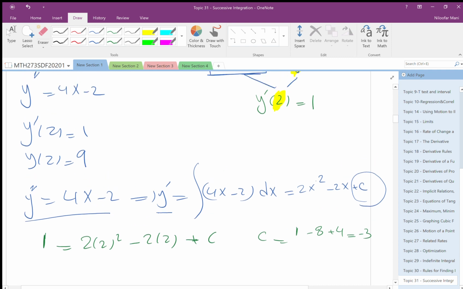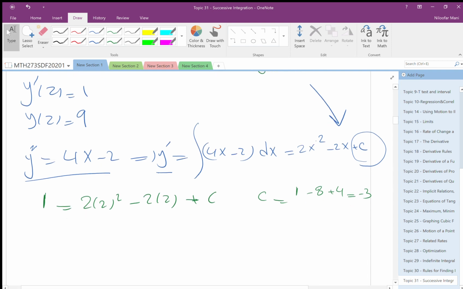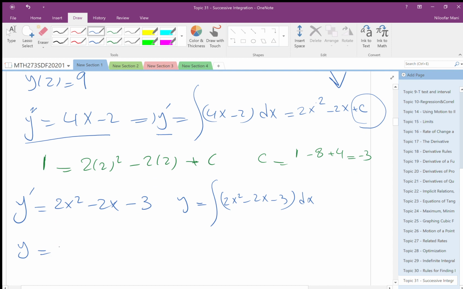How do you find c? You use this information, because you know the first derivative at 2 is 1. So now you can continue. So y prime is 2x squared minus 2x minus 3, and I find y, which is the integral of 2x squared minus 2x minus 3 dx. So here y is 2 over 3 x cubed minus x squared minus 3x plus c.